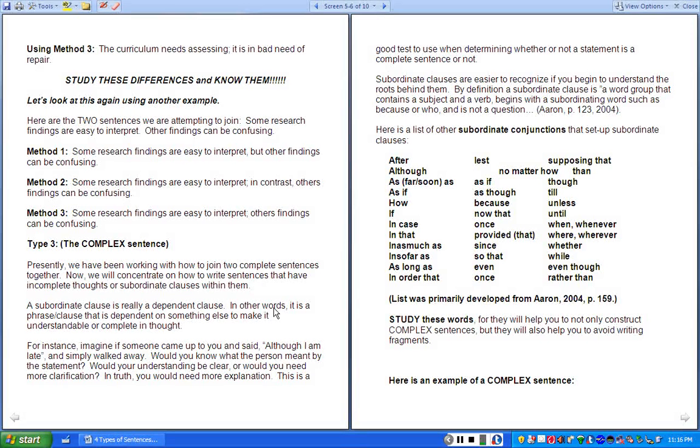Alright, so now what I'm going to talk to you about today is the second type of sentence, which is a compound sentence. It happens to be one of my favorite sentences to not only talk about but to teach.